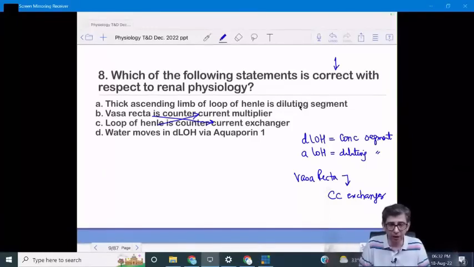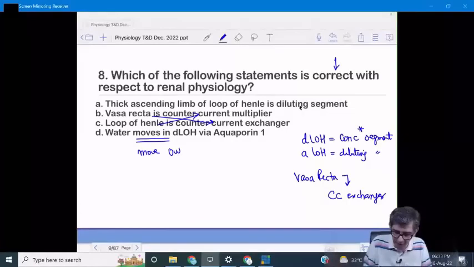Now look at option D: water moves in the distal loop of Henle, the descending loop of Henle, via aquaporin 1. Everything is correct about this option except the words "water moves in." If we are calling it a concentrating segment, it is the concentrated segment. The water will not move in. The water will be moving out. So you can see that one word is changing the entire dimension.